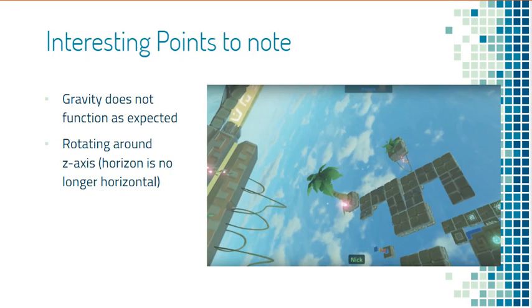Before we show you how the game looks like, here are some interesting points to note. In this game, gravity does not function as expected, which may seem foreign to first-time players of the game. Furthermore, the main fun aspect of the game entails rotation around the Z-axis when players are moving on different planes. These effects lead to sensory incoherence with the visual and vestibular connection, which can cause motion sickness, especially for new players.